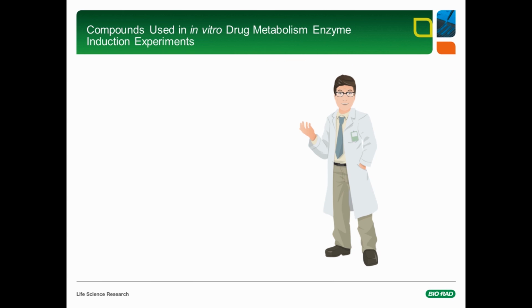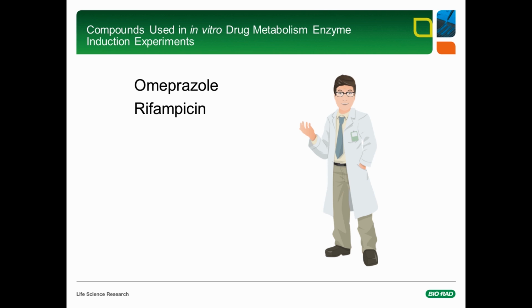Here is a quick review of the compounds used. Omeprazole, a proton pump inhibitor that is used to treat gastroesophageal reflux disease. It is a known potent inducer of cytochrome P450 family member 1A1 and 1A2, and it is a repressor of cytochrome P450 family member 2C19.